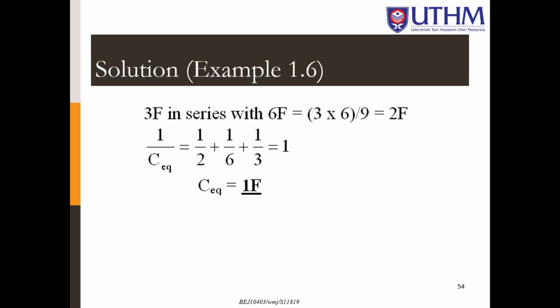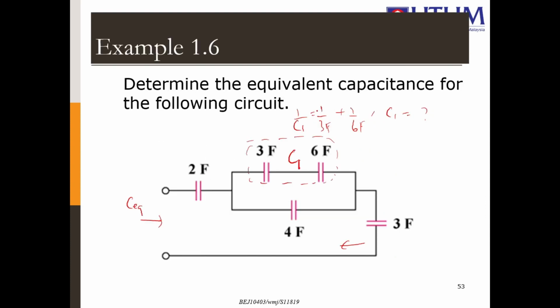From here we can simplify the circuit into this one. This is 2 farad, and then you have your C1, which is parallel to the one with 4 farad. Over here you will have 3 farad. Now you try to solve this part first. So from here your C1 is actually 2 farad.